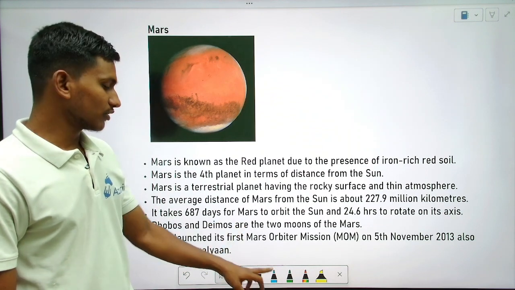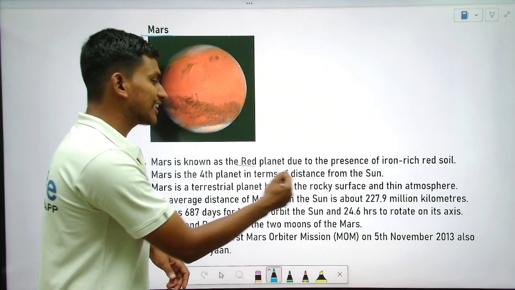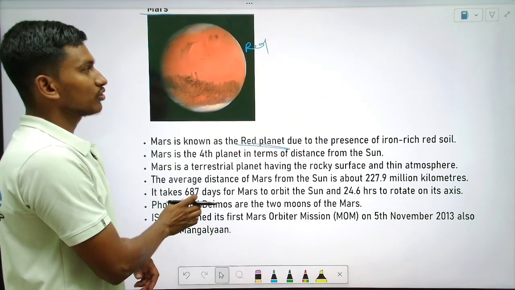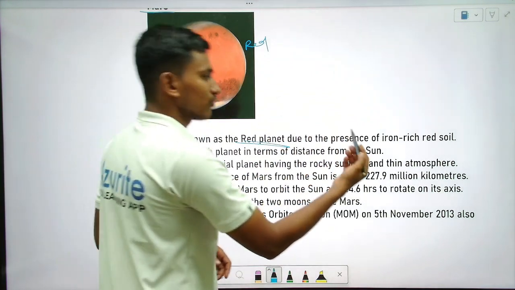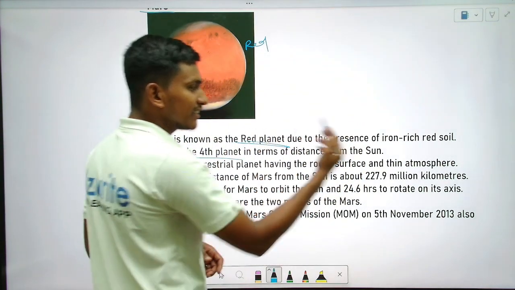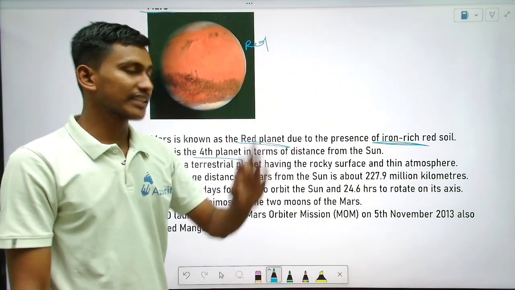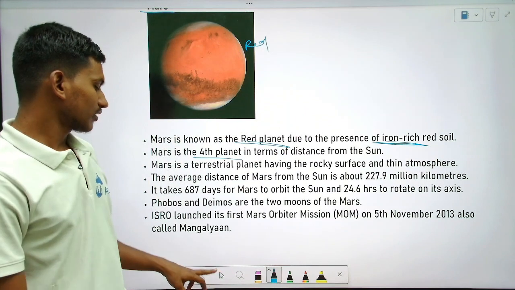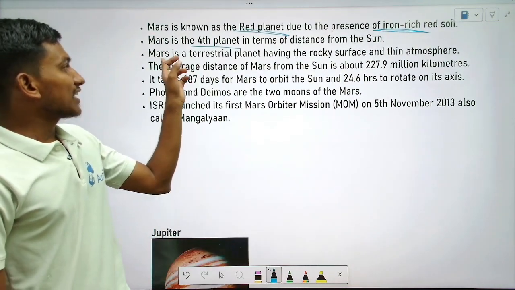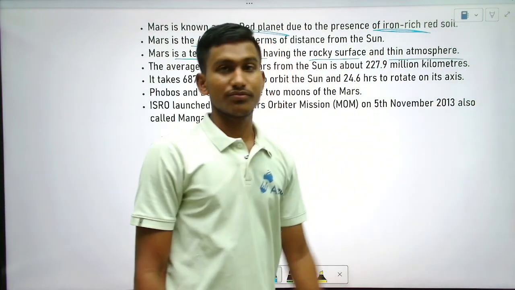Yes. Okay, so Mars is known as the red planet. Why? It looks red. Which planet is this? It is the fourth planet from the sun. And why is it red? Because of iron in the soil, right? Okay, yes. So Mars is a terrestrial planet having a rocky surface and a thin atmosphere.